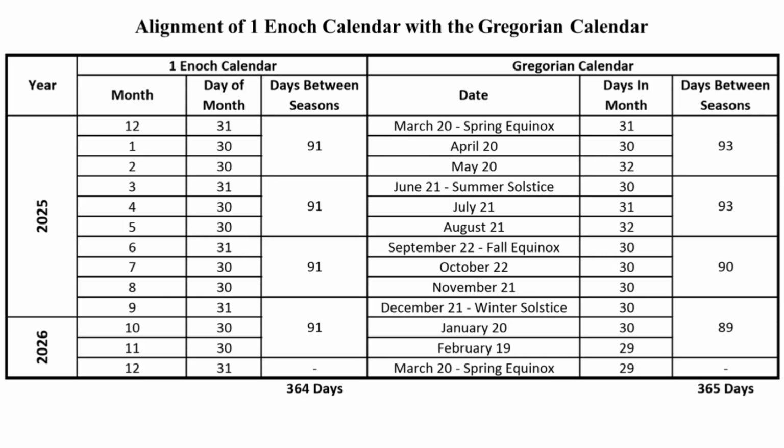The alignment of the other 8 months are as follows. Month 1, April 20th, 2025. Month 2, May 20th, 2025. Month 4, July 21st, 2025. Month 5, August 21st, 2025. Month 7, October 22nd, 2025. Month 8, November 21st, 2025. Month 10, January 20th, 2026. Month 11, February 19th, 2026.